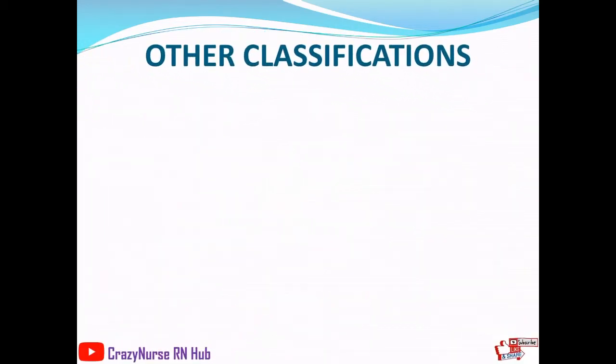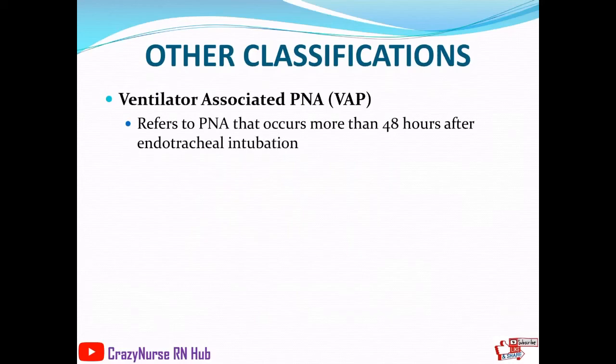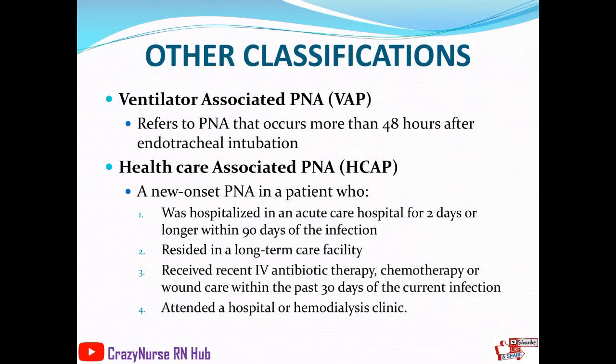So we have other classifications of pneumonia. We have your ventilator-associated pneumonia or the VAP. It refers to pneumonia that occurs more than 48 hours after endotracheal intubation. Next is healthcare-associated pneumonia or HCAP. It is a new onset of pneumonia in a patient who was hospitalized in an acute care hospital for 2 days or longer within 90 days of the infection, or the patient resided in a long-term care facility, or the patient received recent intravenous antibiotic therapy, chemotherapy, or wound care within the past 30 days of the current infection, or if the patient attended a hospital or hemodialysis clinic.